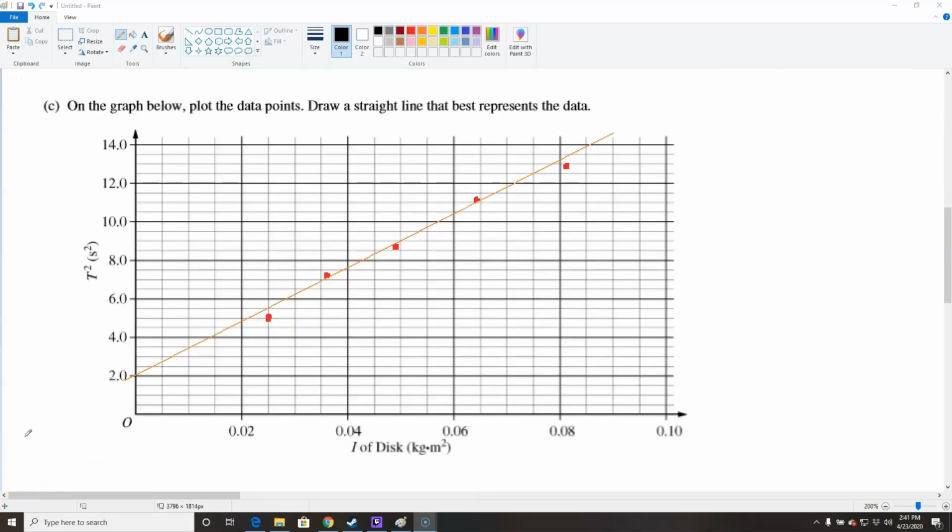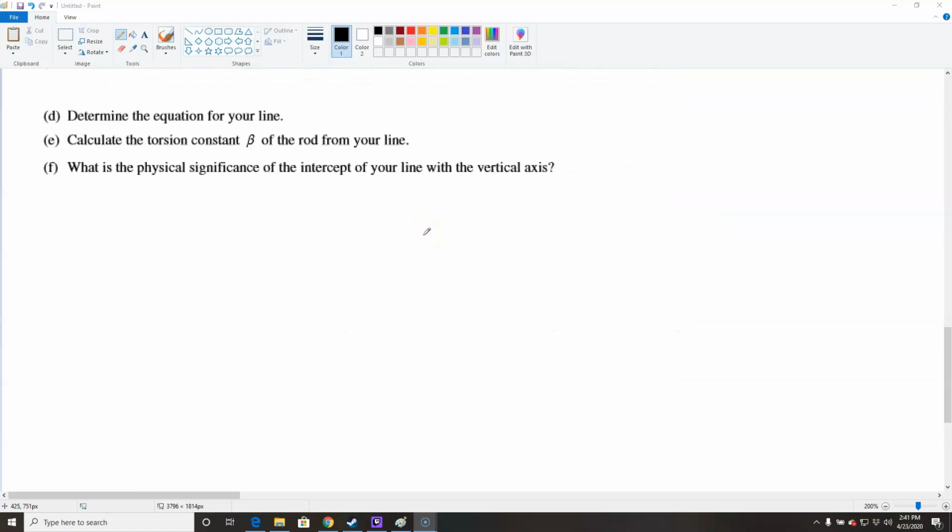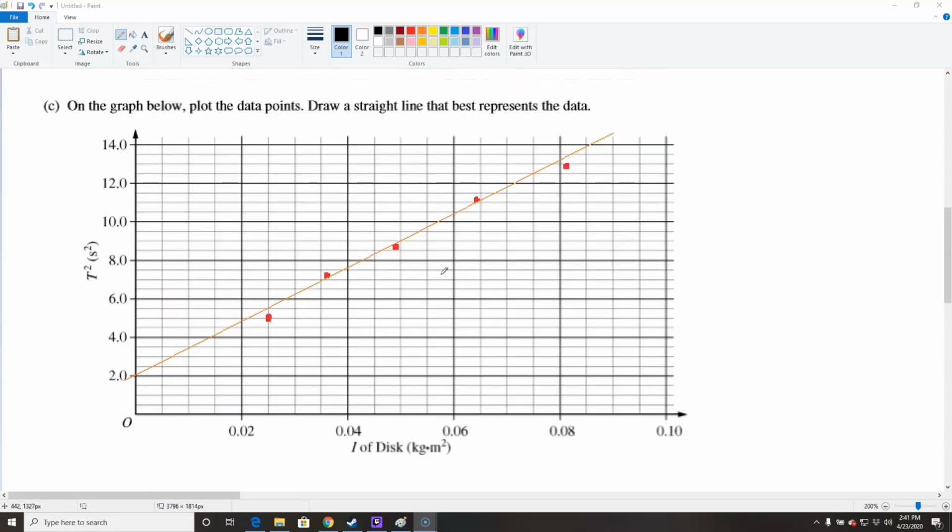So I've gone ahead now and made my plots and drew my line. I got 2 of the points above the line and 3 below, so not exactly perfect, but a pretty darn good line. Let's move on to D, E, and F. D says determine the equation for your line. Okay, so this is a line, which means that we have a y equals mx plus b kind of format.